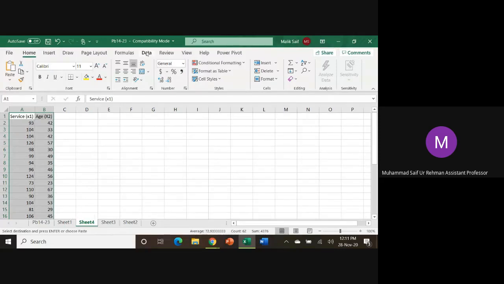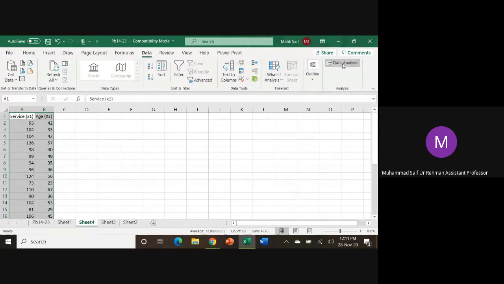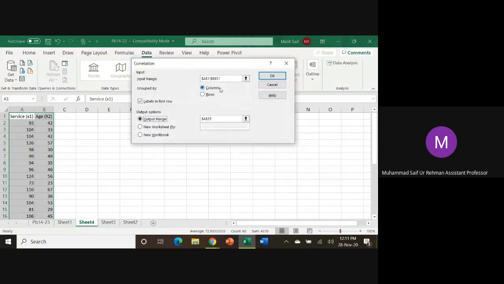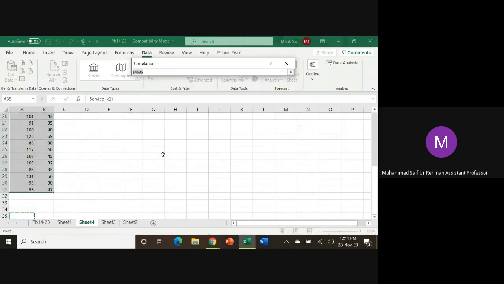How will you find? You are interested in finding out the correlation coefficient. कोरिलेशन, ओके, कहाँ से चाहिए? ये इसके दरमियान चाहिए. This is the range. It is from A1 to B31. फाइन, ओके. लेबल्स, आउटपुट रेंज दे दें, वो पहले दे रखी है उसने.